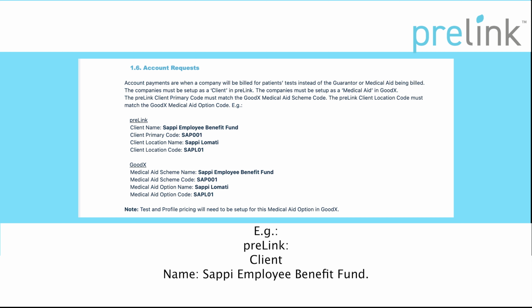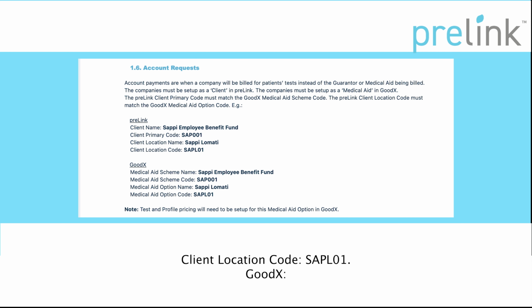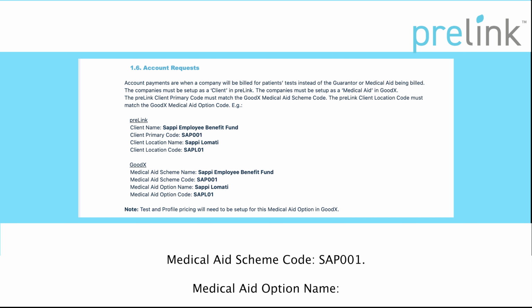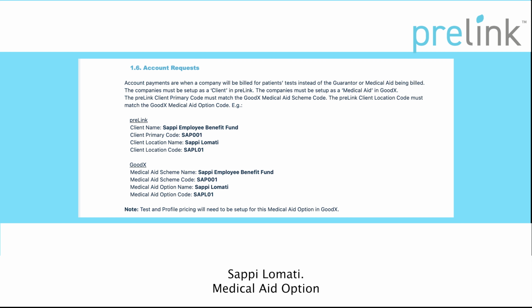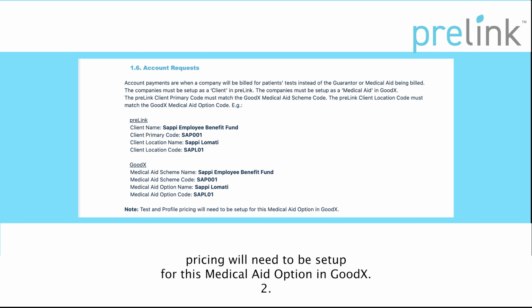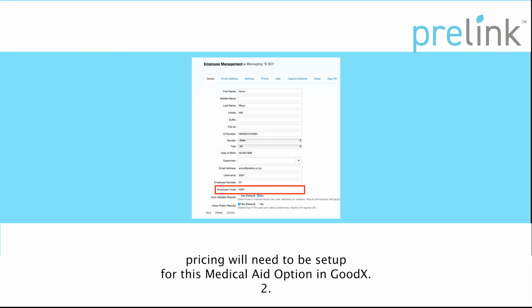E.g., pre-link, client name, SAPI Employee Benefit Fund. Client primary code, SAP001. Client location name, SAPI Lomati. Client location code, SAPL01. GoodX, medical aid scheme name, SAPI Employee Benefit Fund. Medical aid scheme code, SAP001. Medical aid option name, SAPI Lomati. Medical aid option code, SAPL01. Note, test and profile pricing will need to be set up for this medical aid option in GoodX.